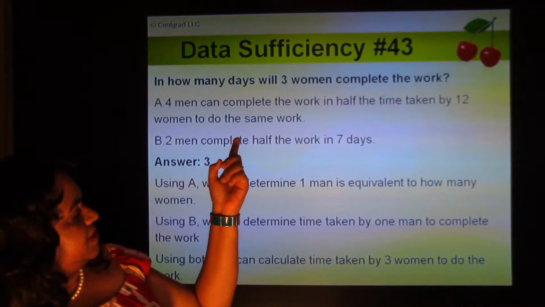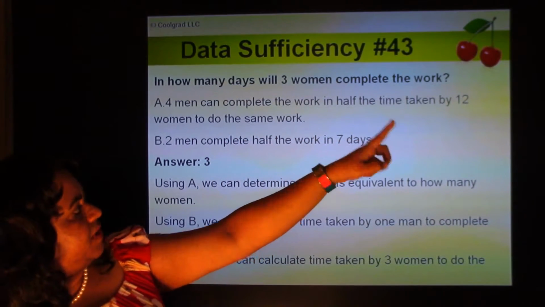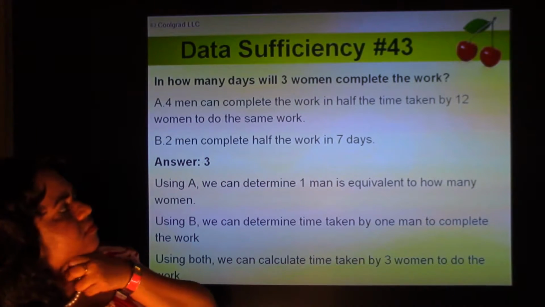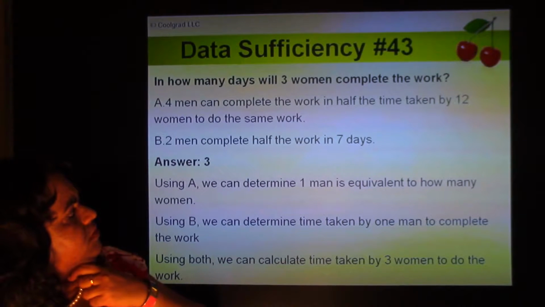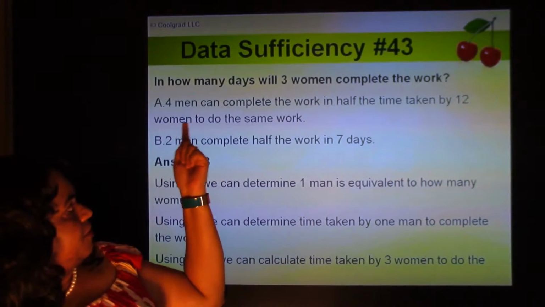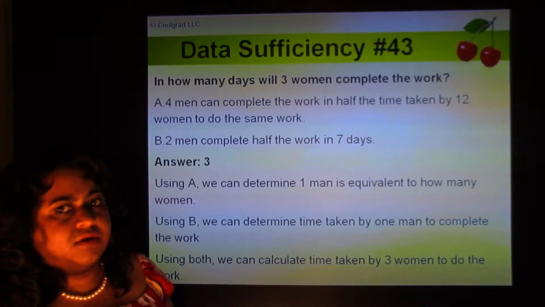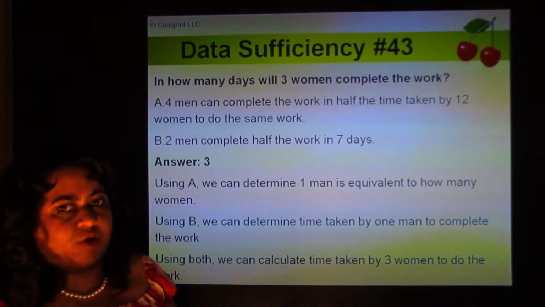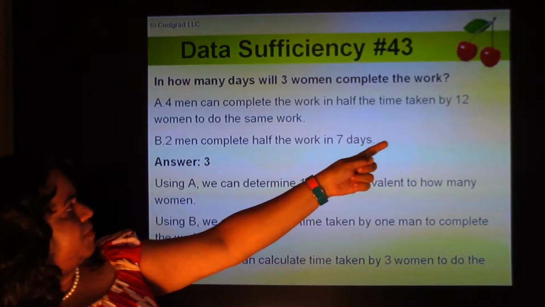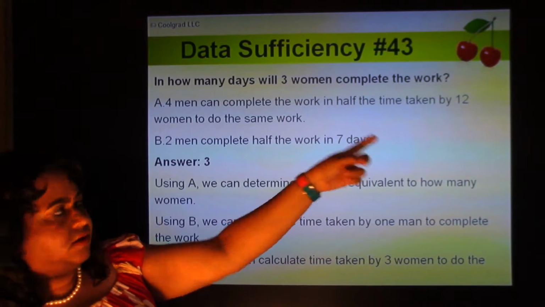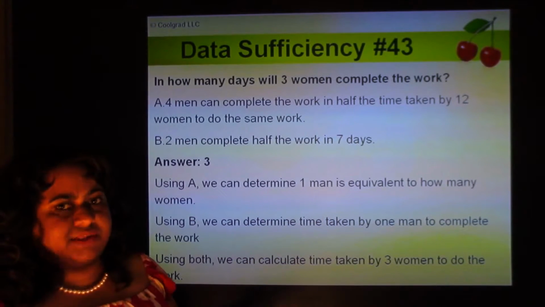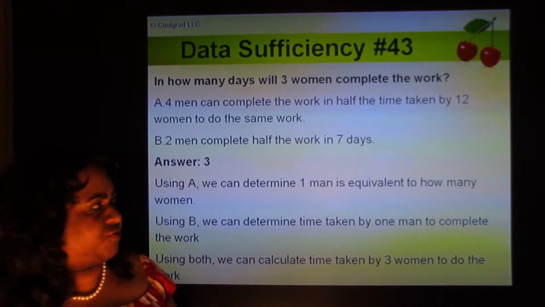Clearly 2 men can complete the same work in the same time taken by 12 women, right? Using this statement, you get a relationship between the number of men and women, the ratio of how much time a man takes to how much time the women takes. Half the time taken by 12 women is nothing but the time taken by 6 women, right? So 4 men do the same work as 6 women. So 2 men do the same work as 3 women. Okay, so we got the relationship straight away.